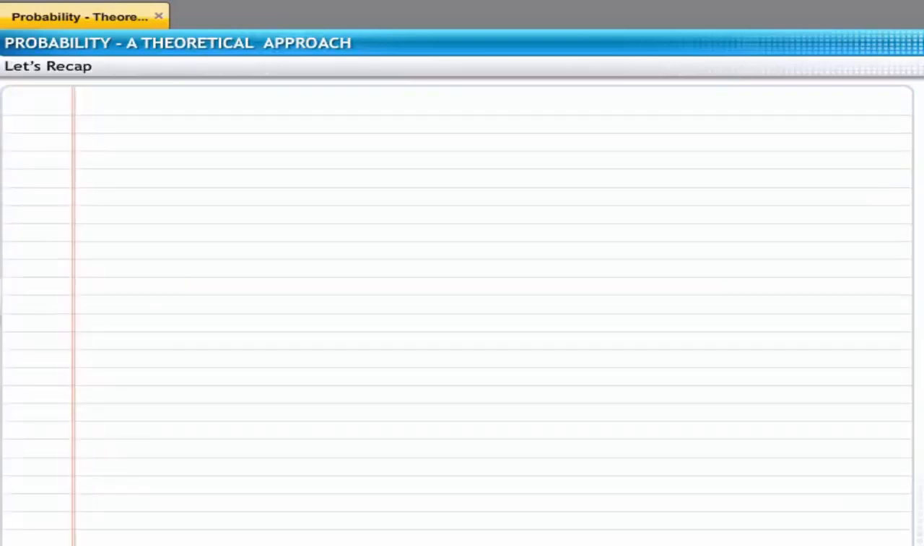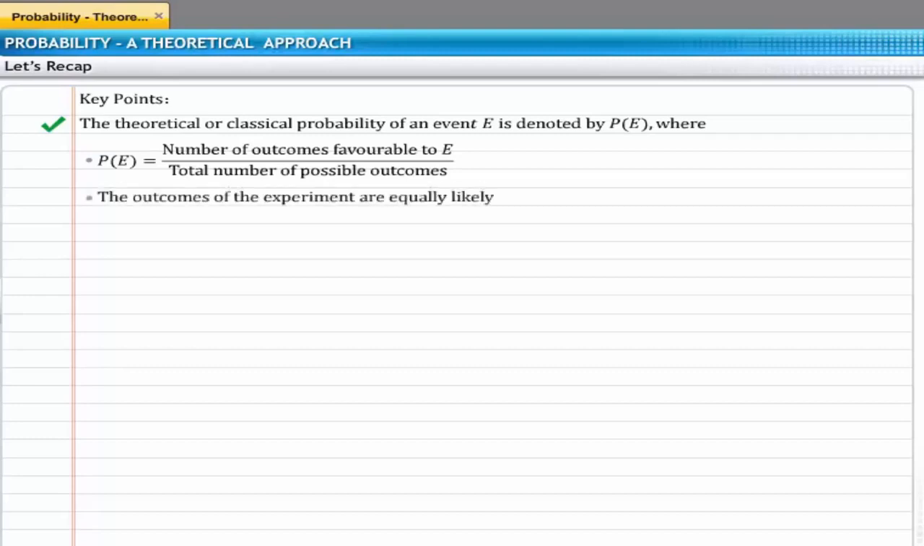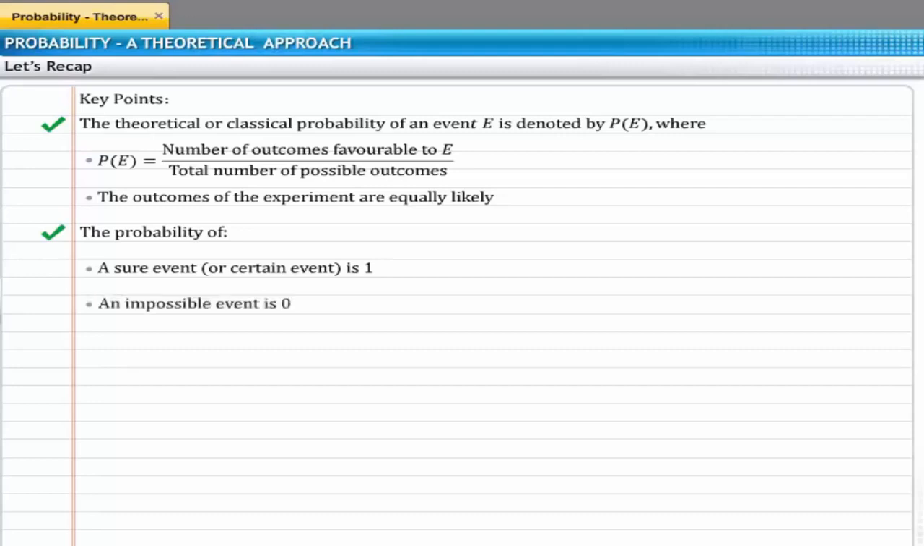You have reached the end of this section. Before moving on to the next section, let's recap the key points covered. The theoretical or classical probability of an event E, denoted by P of E, is equal to the number of outcomes favorable to E divided by the total number of possible outcomes. Here, it is assumed that the outcomes of the experiment are equally likely. The probability of a sure event or certain event is 1. The probability of an impossible event is 0.